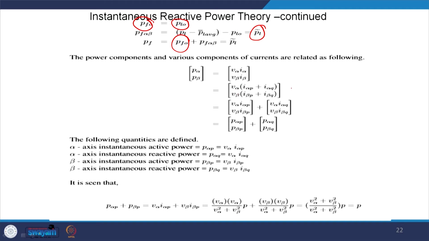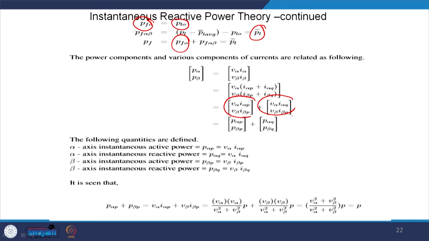Similarly, it can be expanded from the previous slide, that will be V alpha in bracket I alpha P plus I alpha Q, and in the second term entity of the matrix will be V beta in bracket I beta P plus I beta Q, and that can be split in this form, that is V alpha into I alpha P, and if we go column wise, then it is V beta into I beta P plus V alpha into I alpha Q, and column wise again V beta into I beta Q.